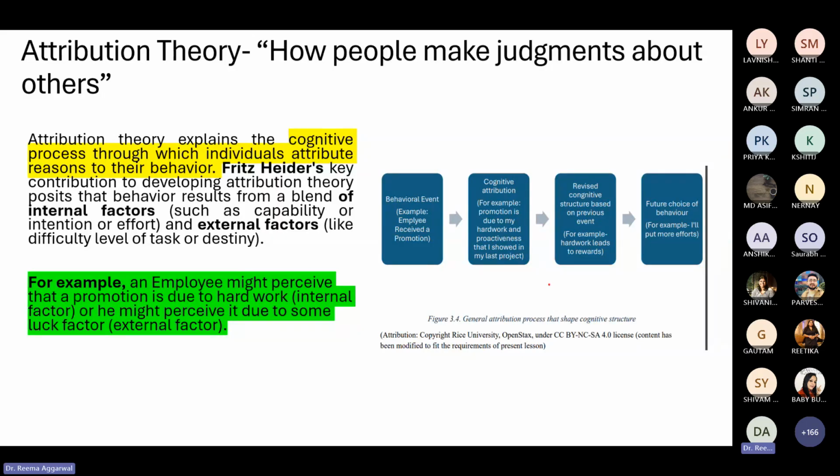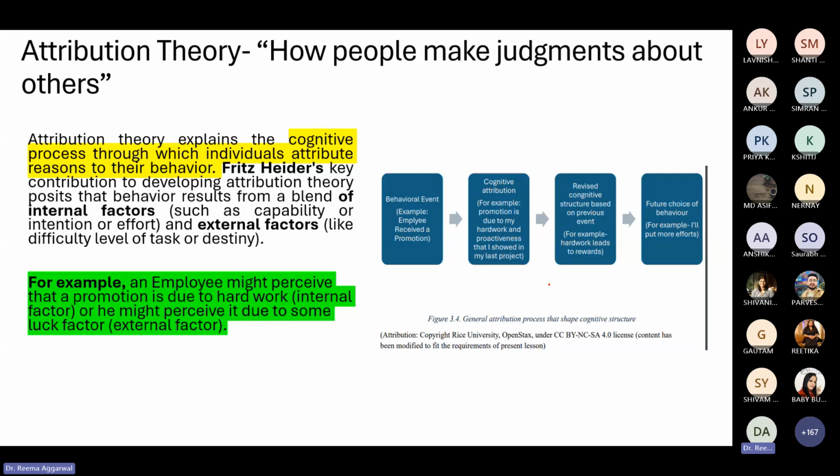So what does this mean? Let me take an example. Someone received a promotion in your office. आपके office में किसी को promotion मिला, right? This is an event, right? Other employees will attribute this event to two things.